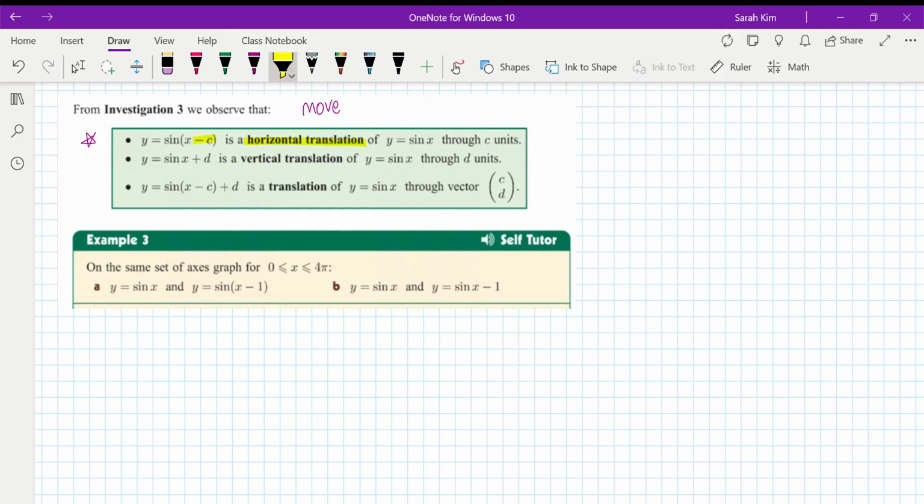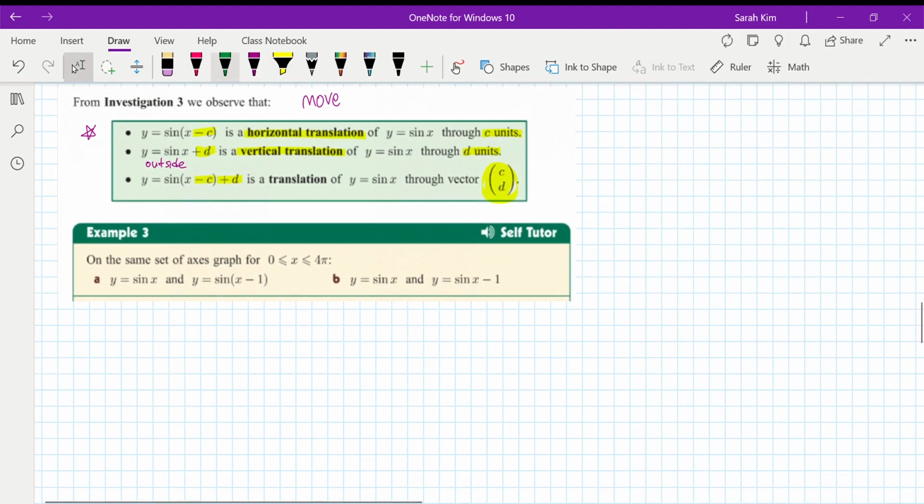y equals sine x plus D when it's on the outside. Maybe I'll write that little note for you. It's a vertical translation of y equals sine x through D units. Now, if it's minus C plus D, if you do horizontal and vertical translation, it's just called a translation, with the vector (C, D), so you have to apply both of them. So write those down and we'll give this a go.